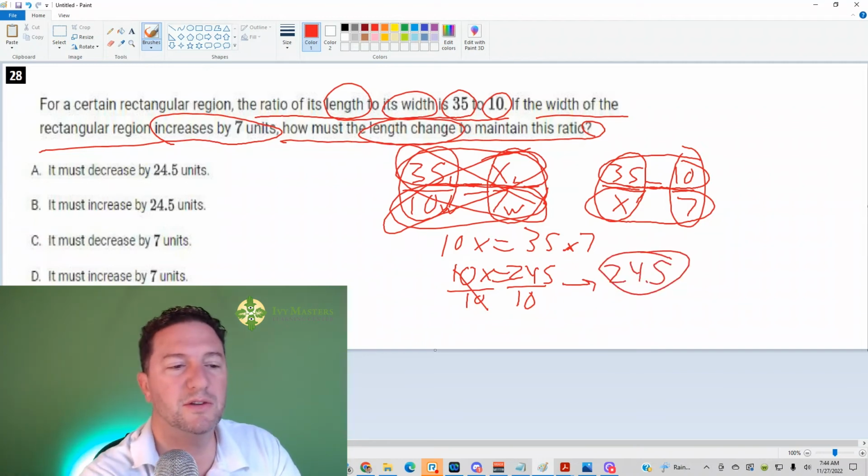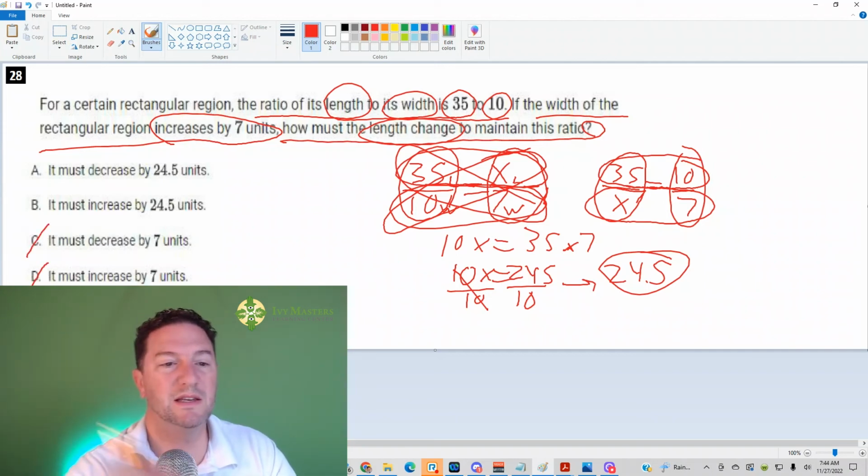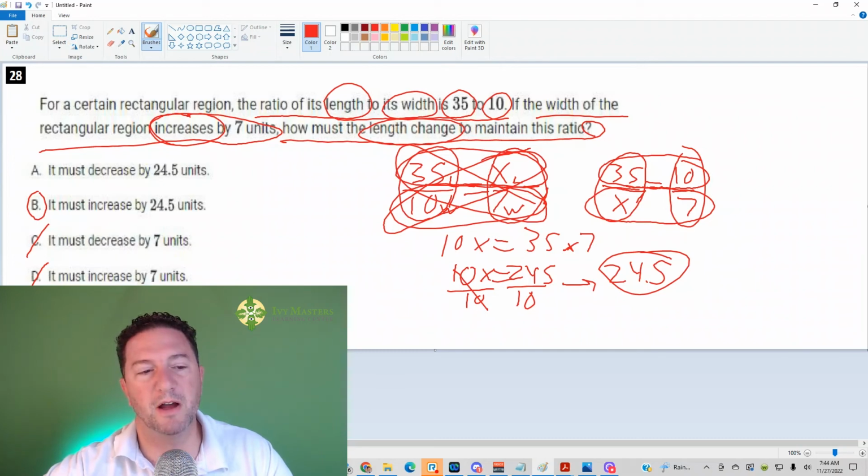Now, when you look at your answer choices, you see that there are 2 answer choices that have 24.5. We know it's not C and D. So which one is it? Well, we've got an increase here by 7 units, so it's got to be an increase by 24.5 units.